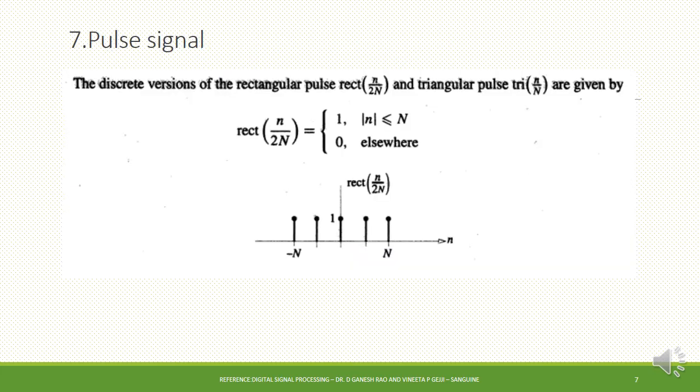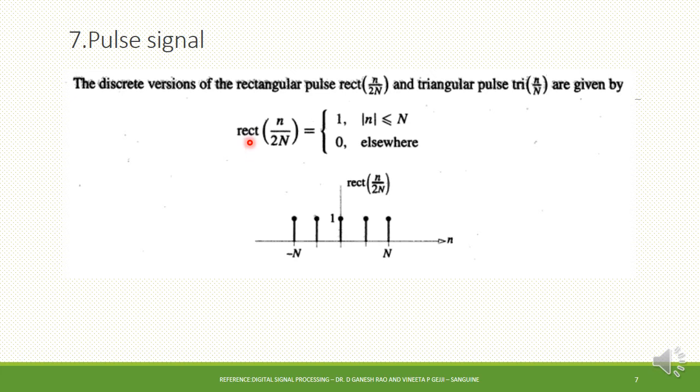Next, we will go to the pulse signals. In the continuous case also, we studied the pulse signals, and we have two types of pulse signals: one is the rectangular and the other is the triangular. Here also it is the same thing: one is the rectangular pulse signal and the other is the triangular pulse signal.